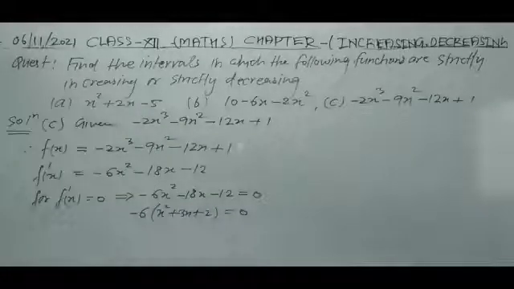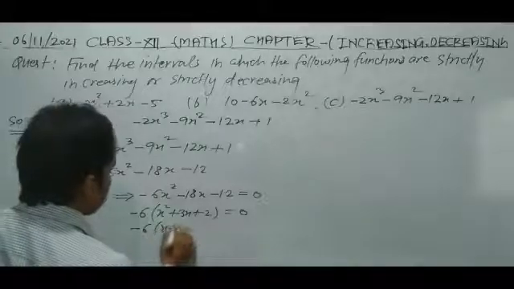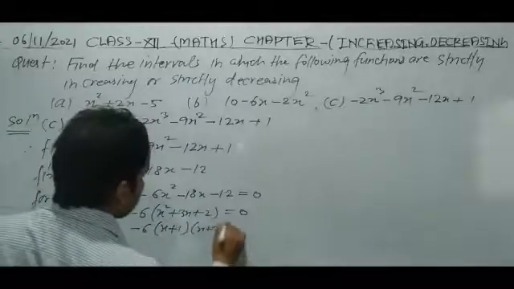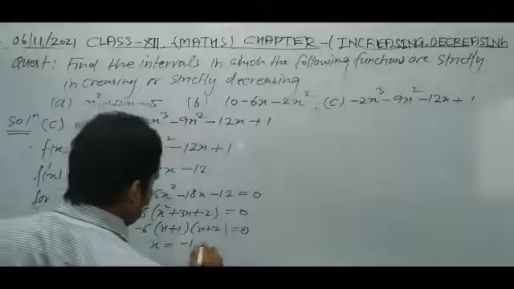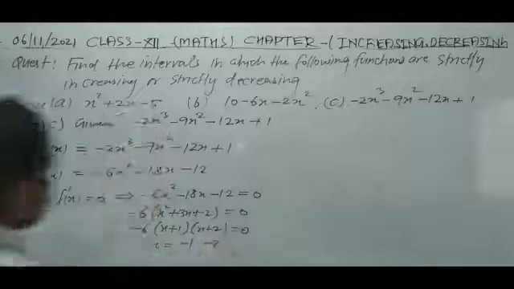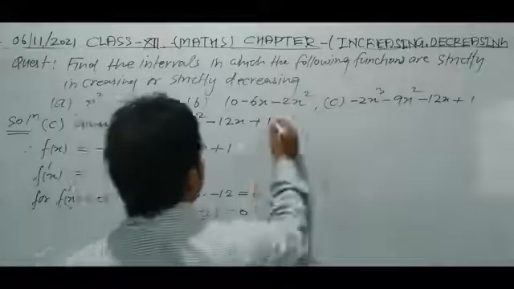Now we can write (x + 2)(x + 1), so (x + 1)(x + 2) is a factor. Now minus 6, (x + 1)(x + 2) is a factor. And you will get x equal to minus 1 and minus 2. So there are 2 points. You can represent them on a number line.